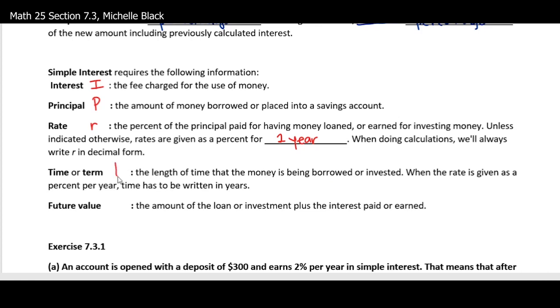The time or the term, which we indicate by T, this is the length of time that the money is being borrowed or invested. Now, when the rate is given per year, our time also has to be written in years. So if you were given time in terms of months, you need to convert that into years. And the future value, which is denoted by a capital A, sometimes I think of this as the amount in the account, so the big A. This is the amount of the loan or investment plus the interest paid or earned.